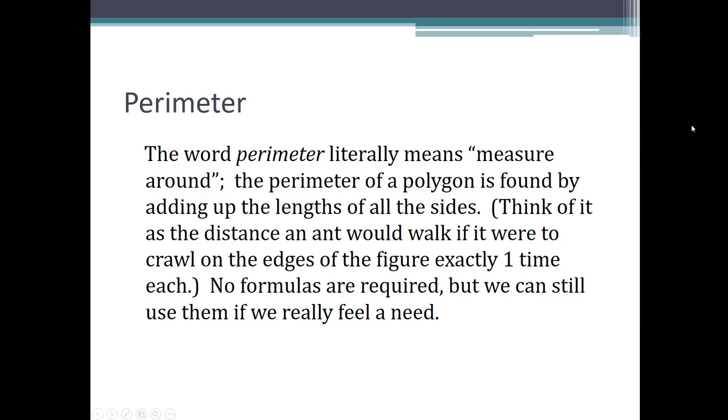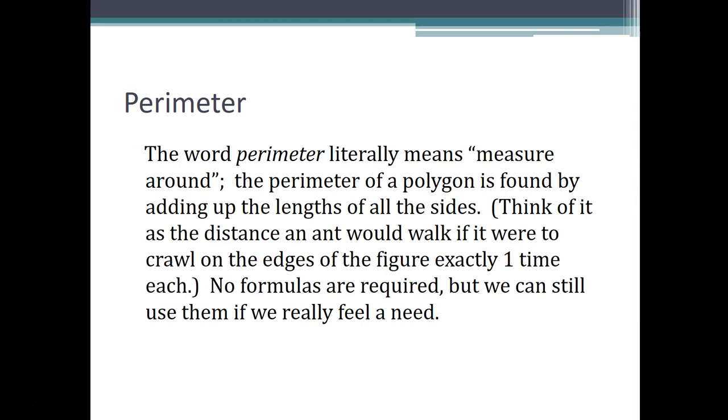Starting with perimeter. If you just break down the word perimeter, as in a lot of English words, the root word meter means measure, and peri means around. So it literally means measure around something. And that's exactly what you're doing when you find the perimeter. You're finding the measure around the shape.